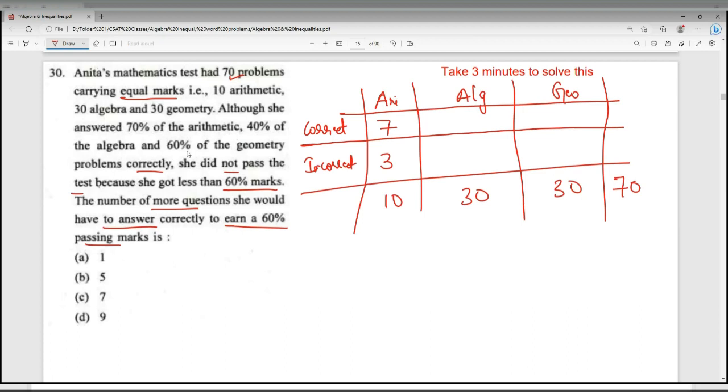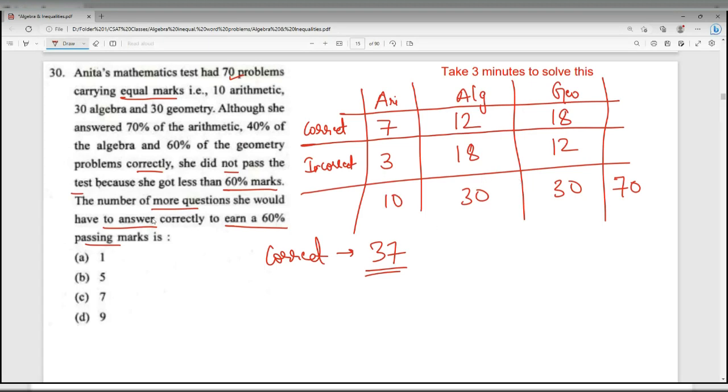And then 40% of the 30 algebra questions: 40% of 30 is 12. So 12 questions are correct, and the remaining 18 questions are incorrect. And then 60% of the geometry questions she has done correctly: 60% of 30 is 18 questions correct and 12 questions incorrect. The total correct questions are 7 plus 12 plus 18. This is 37. So 37 is the number of correct questions that she had attempted.